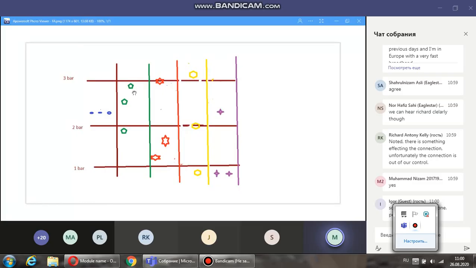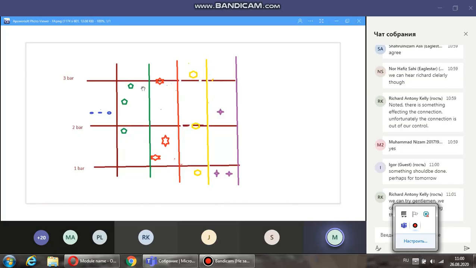2.8, 1.9. So still the difference between them is 1 bar. Then still it will take all three in the calculation. 1.9, 2.5 plus 2.8 divided by 3.